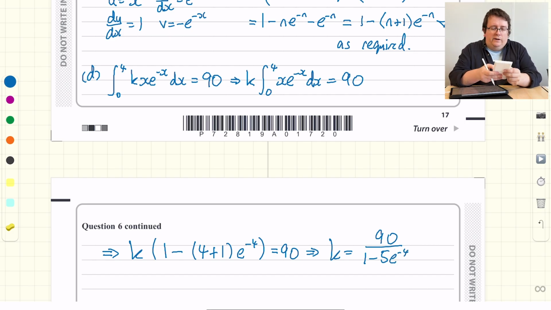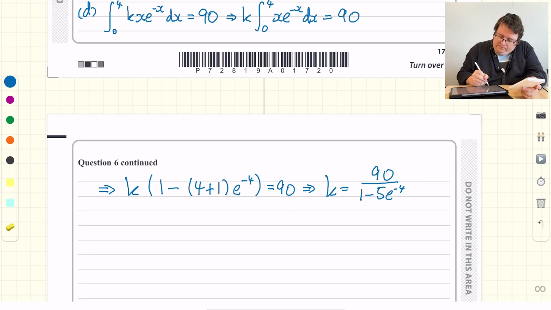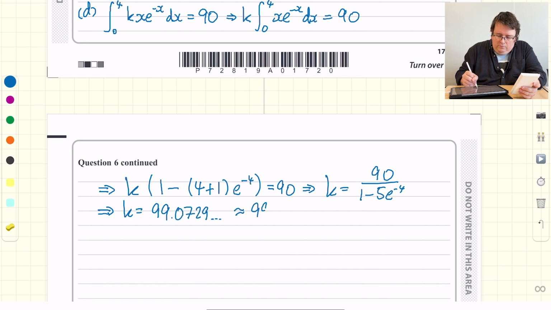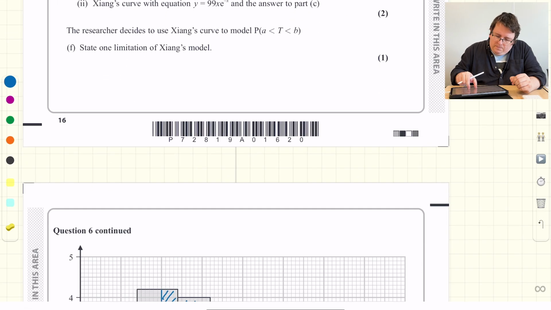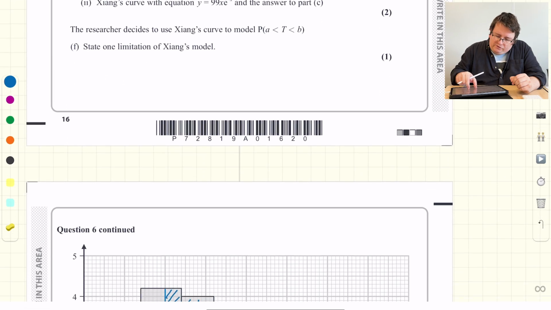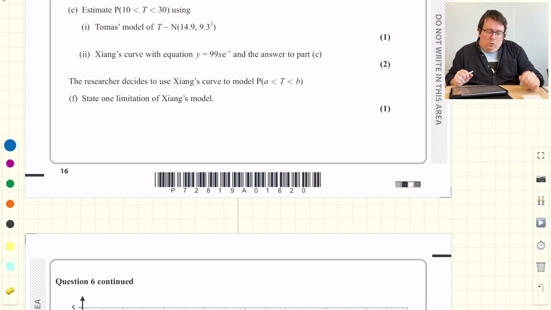So let's plug that in the calculator and see what we get. Hopefully we've got something close to 99. Yeah. So 99.0729. So approximately 99, to the nearest integer. Okay.